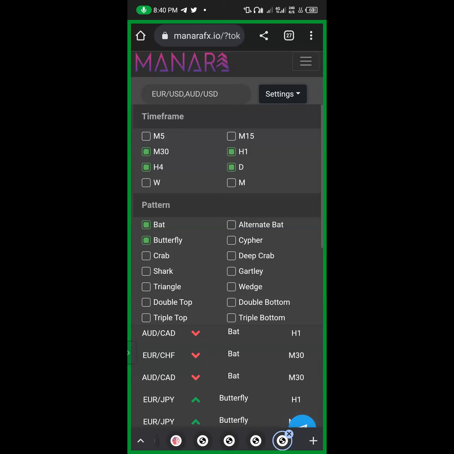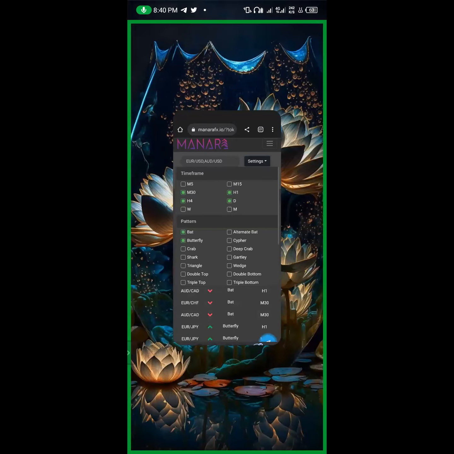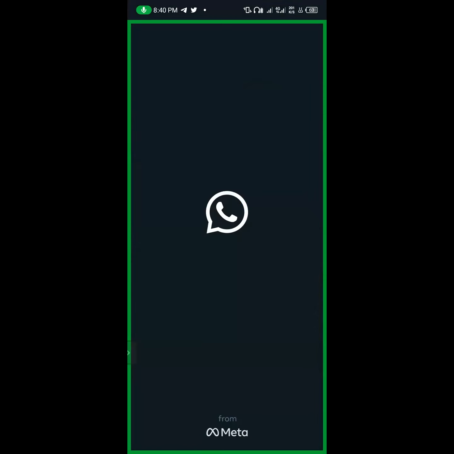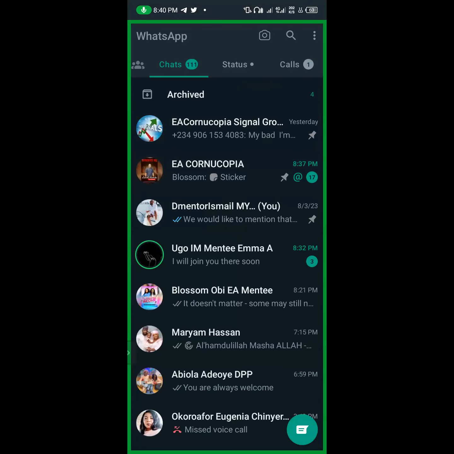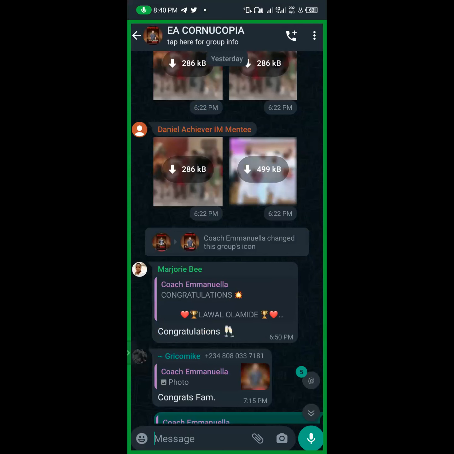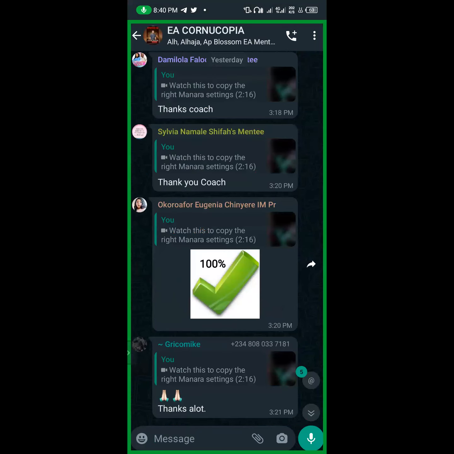Let me show you something on the book, guys. Remember that guy that was complaining, saying, oh, Manara is not sending me this idea, this idea. I want to show you something, if you all can remember. When you take a trade from Manara and you make wins, that's enough for the day. Stop trading. Don't get intoxicated.